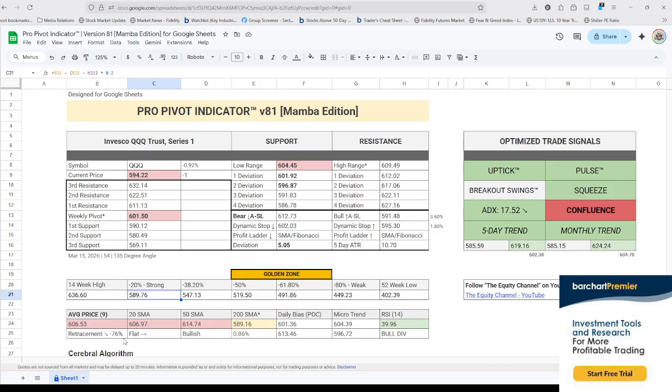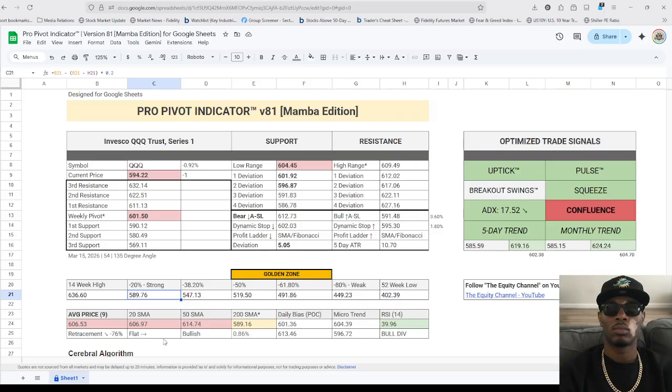So now watch this, Anisha. So we talked about the setup, right? But there's other parts to this setup that deals with the environment that we're in. For example, a low ADX and a flat 20, right? You have your low ADX and you have a flat 20.